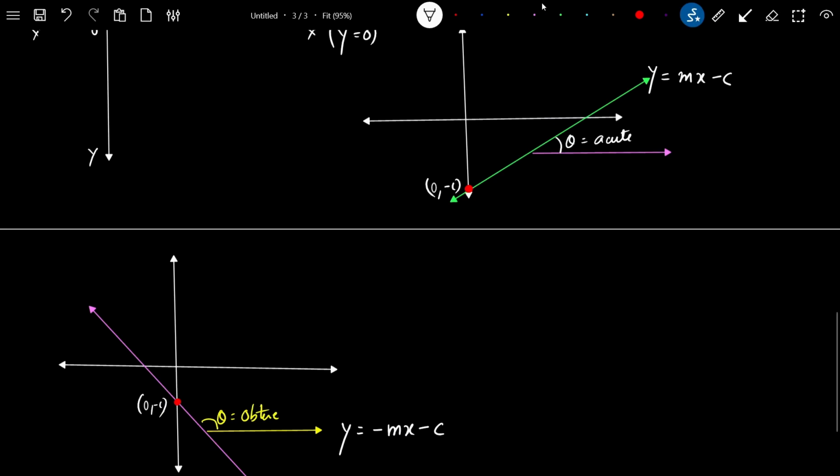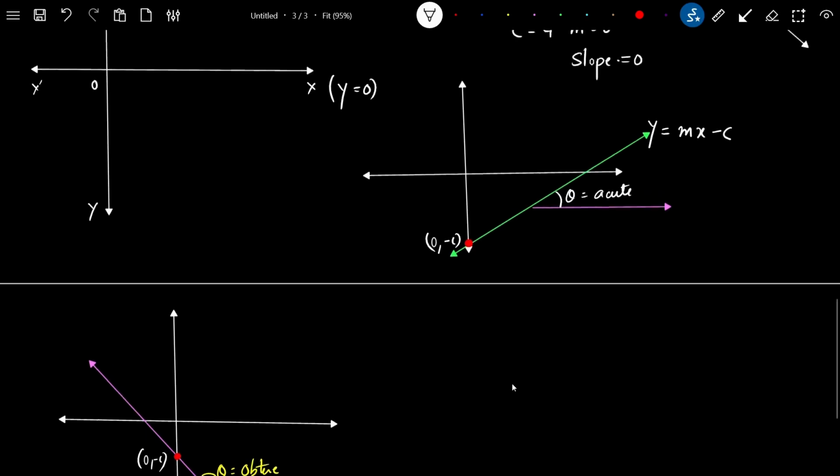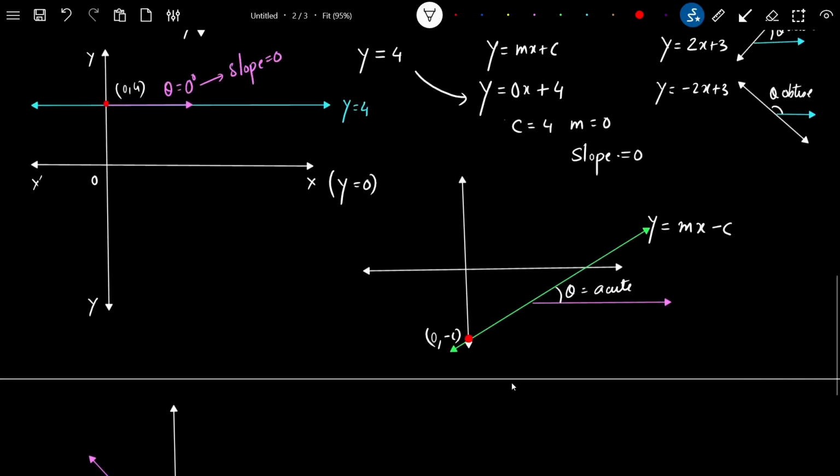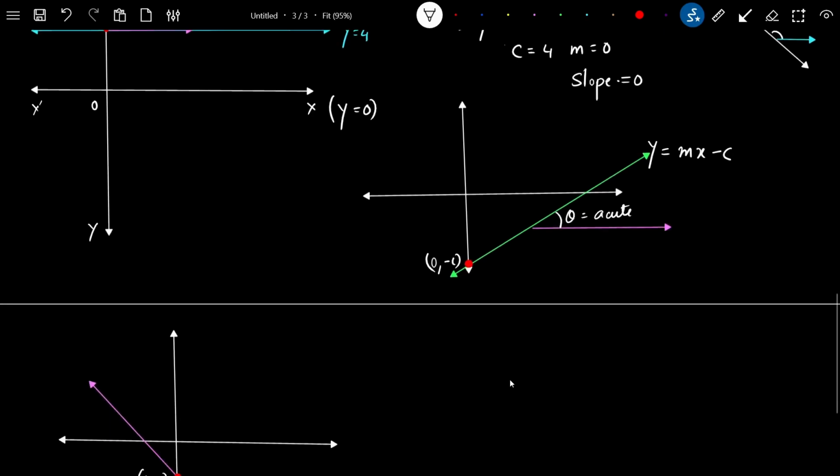I hope by now you have a conceptual understanding of slope and the equation of a straight line in the slope intercept form of y equals mx plus c under various scenarios. So next time you see a line, you need not do any sort of iterations. Look at the line, look at the way it is inclined along the x-axis. All you need to do is two things. Number one, look at theta, and number two, where does the line cut the y-axis?